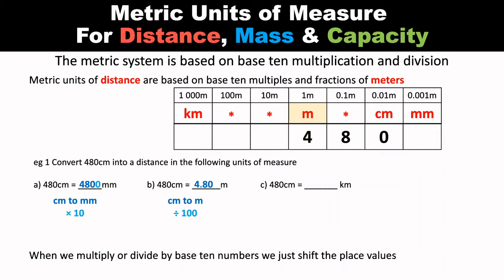To convert from centimeters to kilometers, 480 centimeters has got the 0 in the units position, while I want my units position to be all the way up here where the kilometers are. So I need to put my decimal directly after the digit in this position. But there is no digit in this position, you might say. Well, I'm just going to have to fill that in with zeros then.